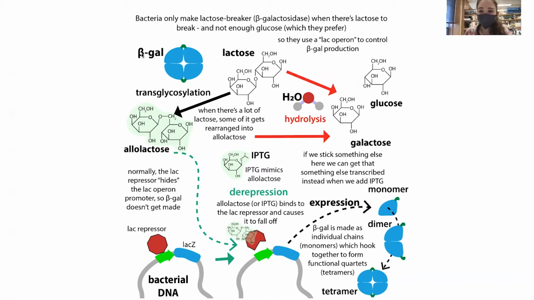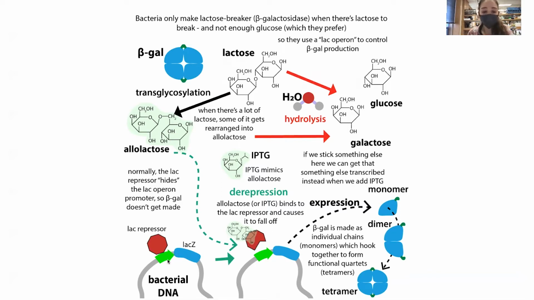So they don't want to waste the energy to make this enzyme that they don't need. But they want to be able to make it when they do need it. And so they have this cool system called the lac operon. Basically they have the gene for making beta-galactosidase, beta-gal, on this LacZ gene.